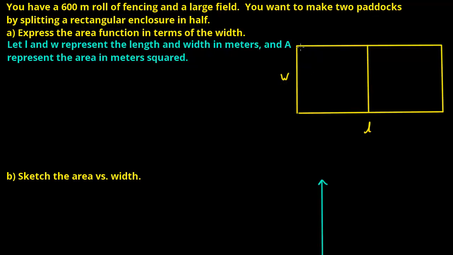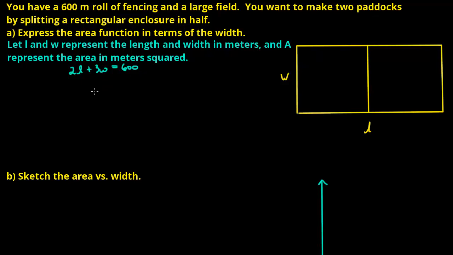Well, I know that I have two lengths of fencing. I have this length and this length. And I have 1, 2, 3 widths of fencing in order to make two rectangular paddocks. So I have 2L plus 3W. Now, since I'm using up all my fencing, 2L plus 3W has to add to 600.